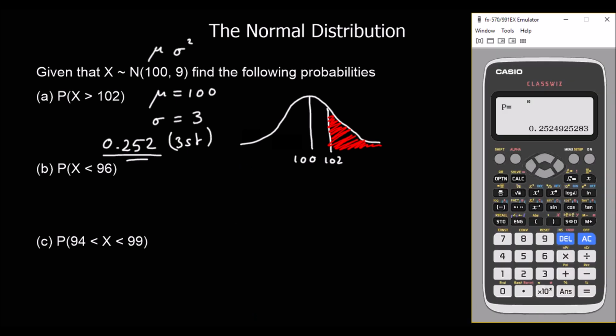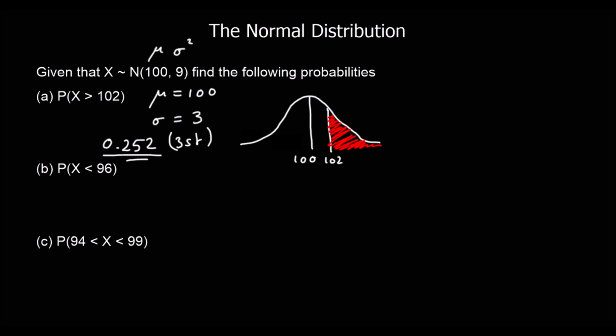Okay, next question. Now we want the probability that X is less than 96. So again, menu 7, normal cumulative distribution. This time the lower, we want to be a really small number. So if we put 0, the upper is 96, and our standard deviation is still 3, our mean is still 100. Press equals, so we've got 0.0912, again to three significant figures.